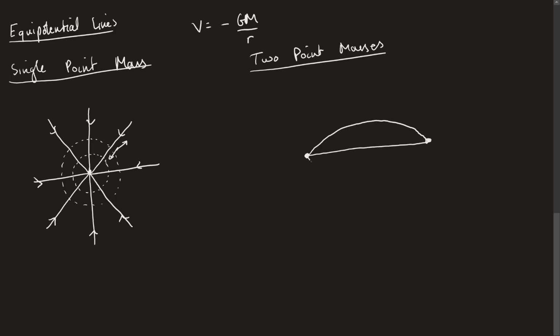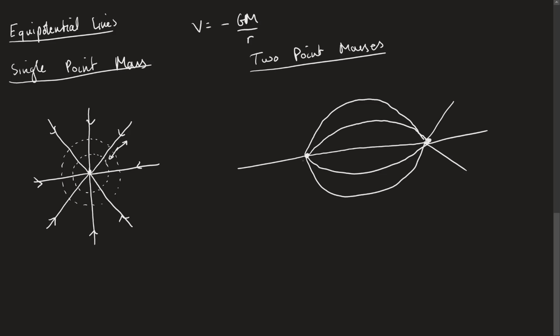We have a second field line that does this, a third field line that does this. We're going to have another one that I'm going to bring over the top and then under, and then the rest of them are just going to travel out like this. So this is how your field lines look for 2 point masses.